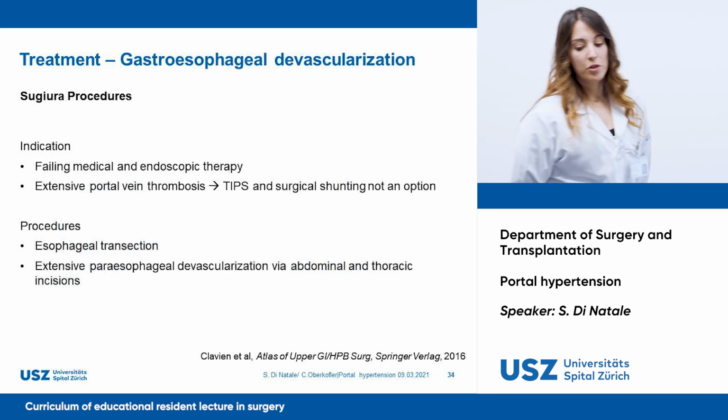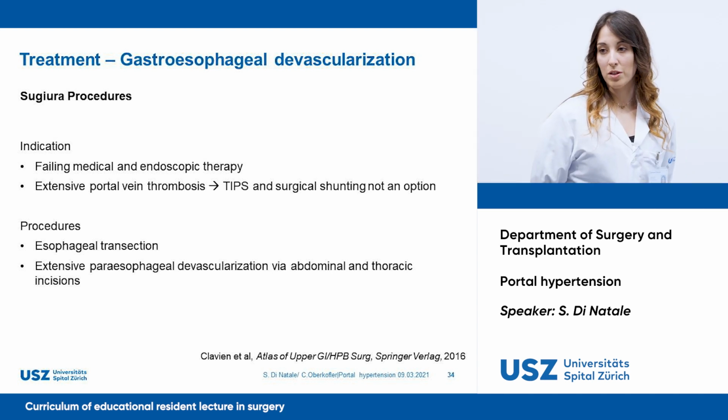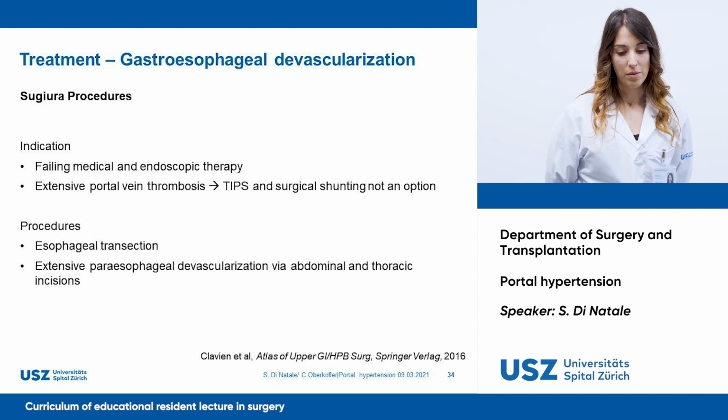The last surgical procedure I would talk about is the gastroesophageal devascularization performed during the cirrhosis procedures. Indications are also failing medical and endoscopic therapy, as well as an extensive portal vein thrombosis when TIPS and surgical shuntings are not an option anymore.